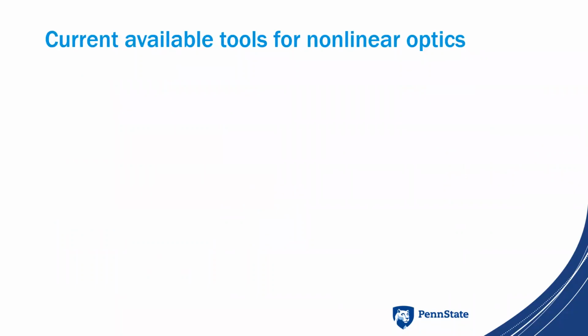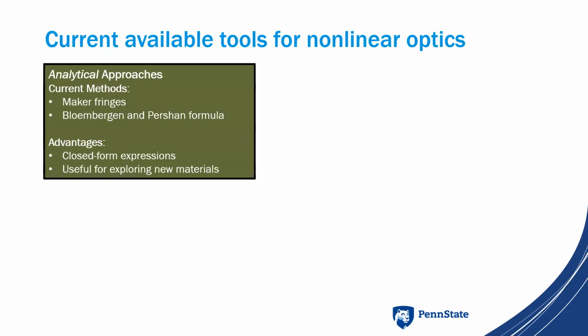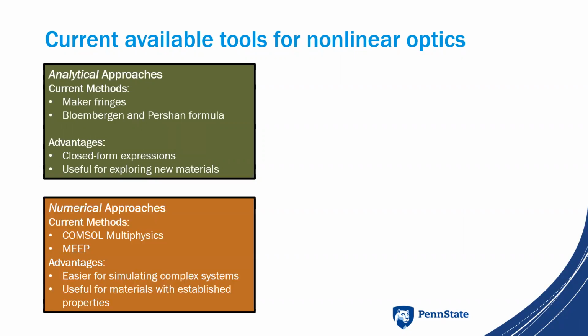The current studies of SHG are mainly twofold. One is the analytical approach that derives closed form expressions. Such a way is critical to connecting experimental observation to the fundamental properties. Common models include Maker fringes, Bloembergen and Pershan formula. The other approach is the numerical approach, such as COMSOL or MEEP. Those methods are important in simulating a complex system, but have to rely on established problems.